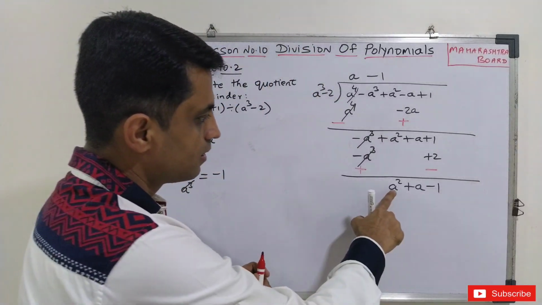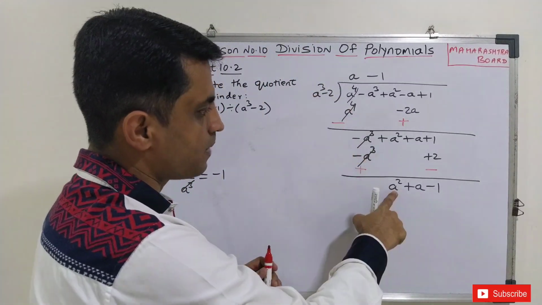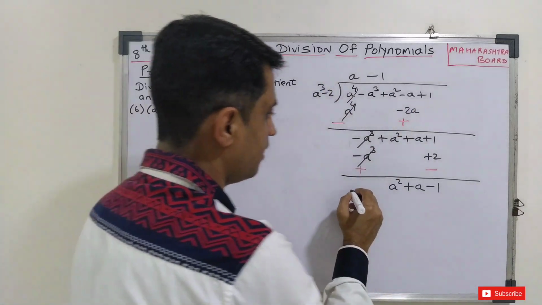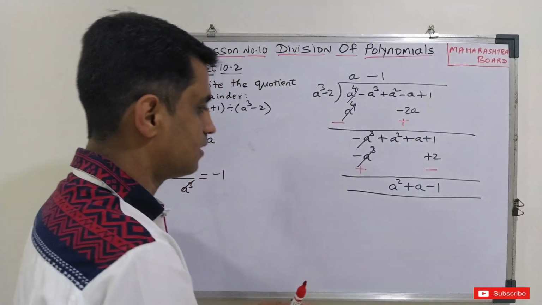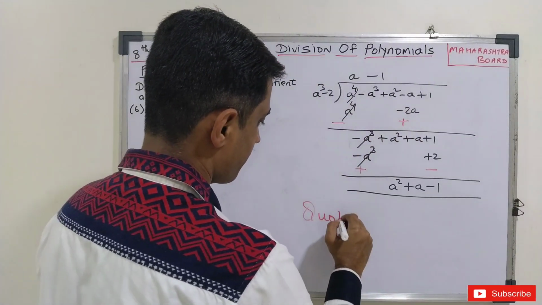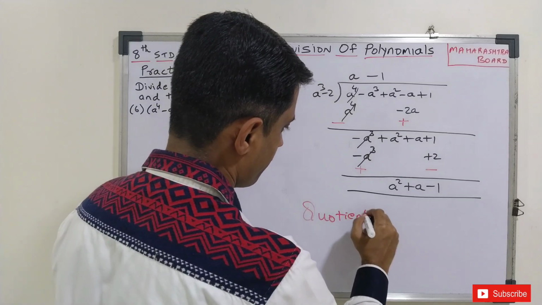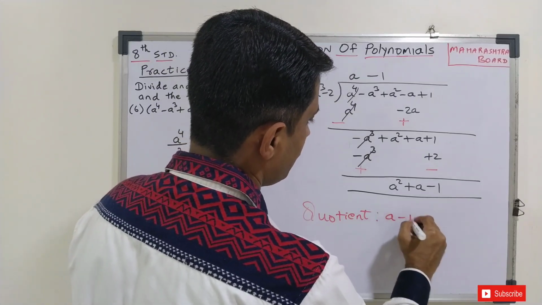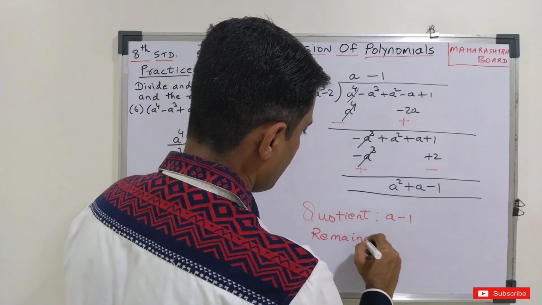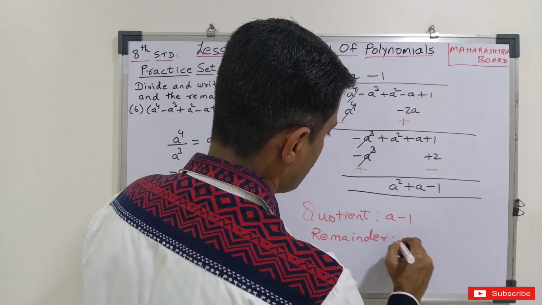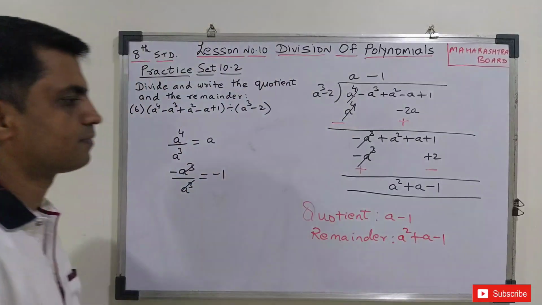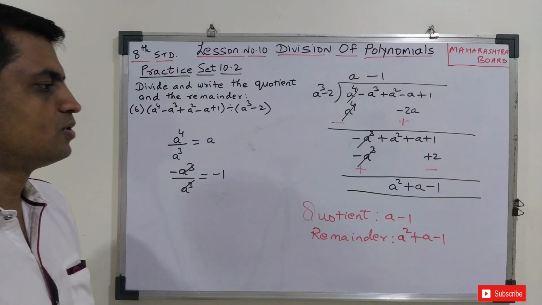Now students, in a square and a cube, this power is less and this power is more. So you can't divide. So this will be your final answer. So our quotient is a minus 1 and our remainder is a square plus a minus 1. This is the way to do the sum.